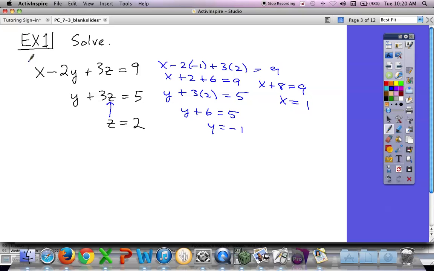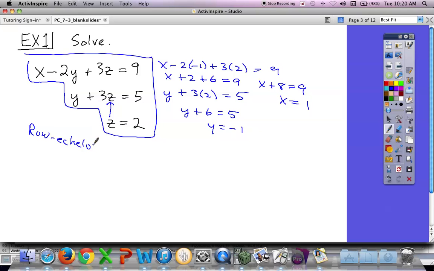Right? This pattern of a system, when it's like that, that's called row echelon form. Row echelon. And if it's in that form, then we solve it by what we call back substitution, right? One of them is already solved, so just back substitute into the one that has 2 variables, and then back substitute into the one that has 3, right? Solve by back substitution.